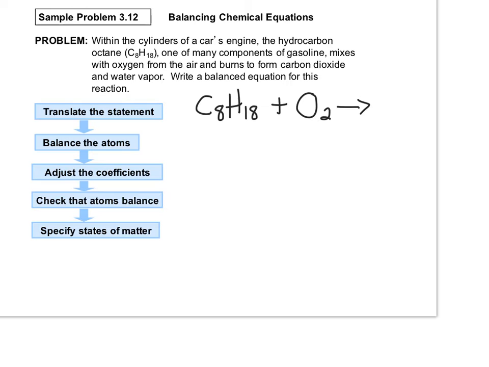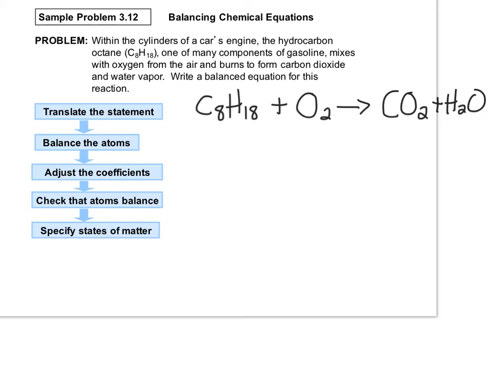Yields, because the next thing says that they form. Anything that's being formed is going to be a product, so that goes on the right side of my yield arrow. Carbon dioxide: I have to convert that word into the molecular formula, CO2, using the rules from Chapter 2, remember, plus water vapor. The formula for water is H2O. So now I've done my first step. I've translated the statement.